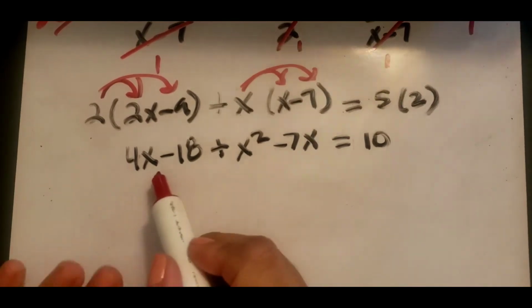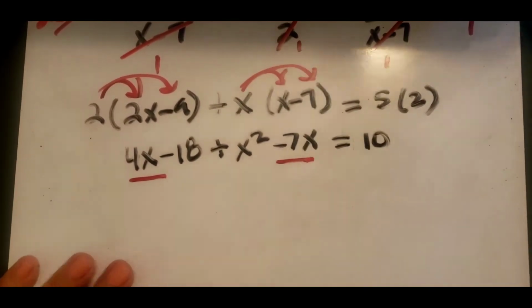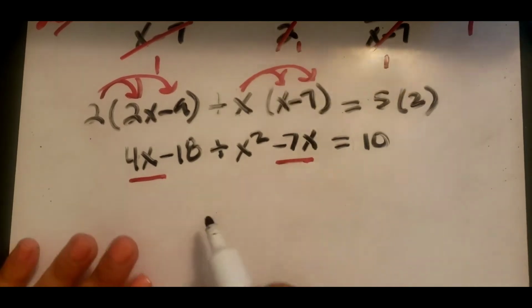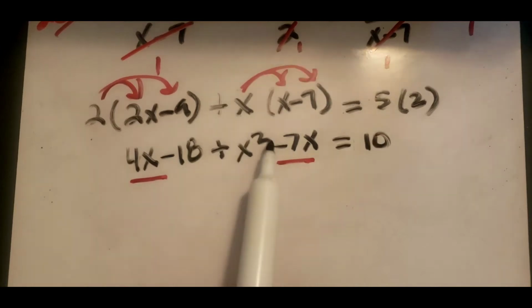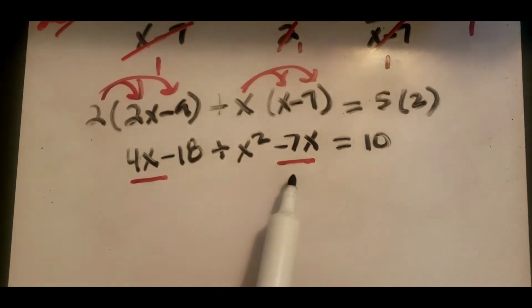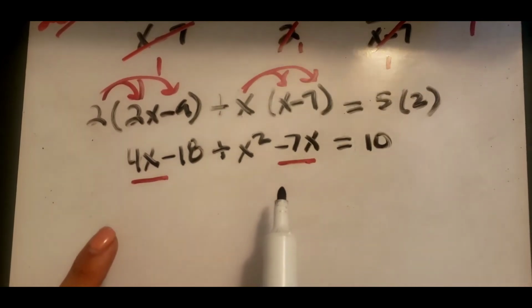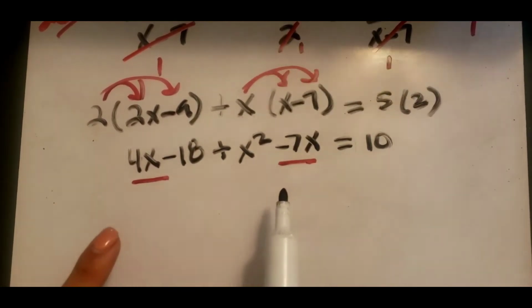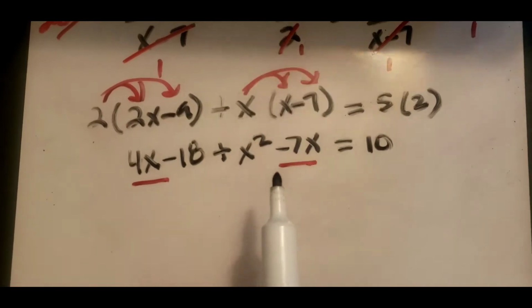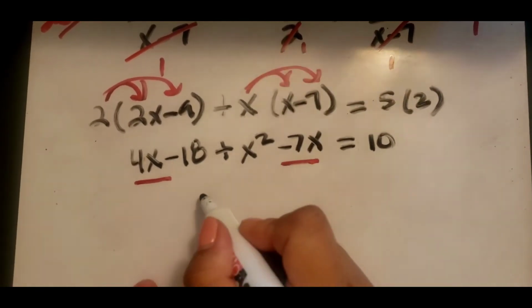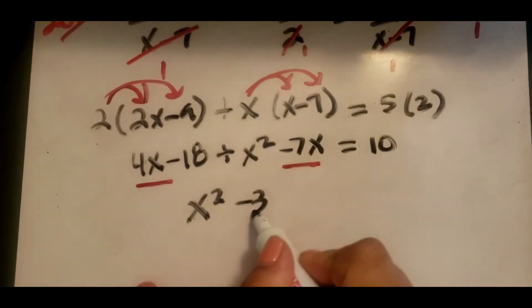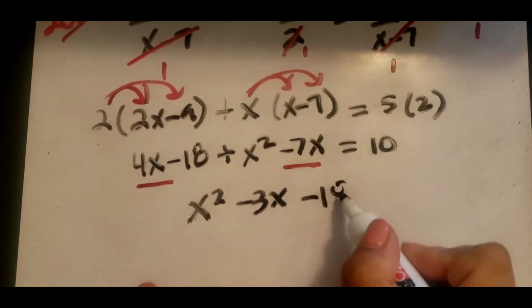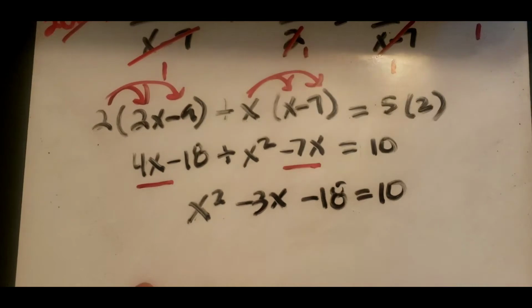So we can combine 4x and negative 7x. And that'll give us negative 3x. But notice a couple things. Notice we have a quadratic and a constant. What you should notice is that you're going to end up with a quadratic, okay? A trinomial. So let's write them in order. So what I'm going to do is I'm going to write x squared minus 3x minus 18 equals 10.